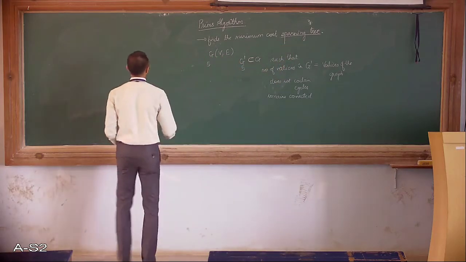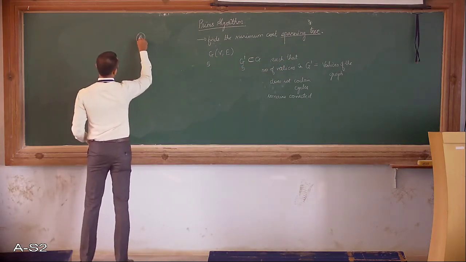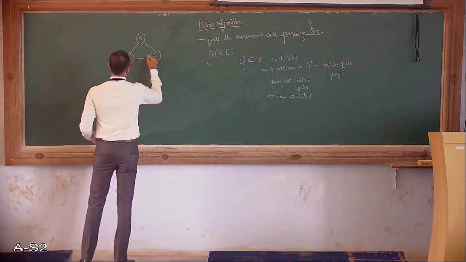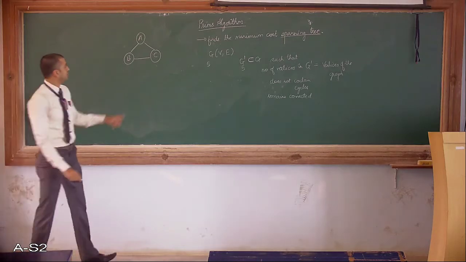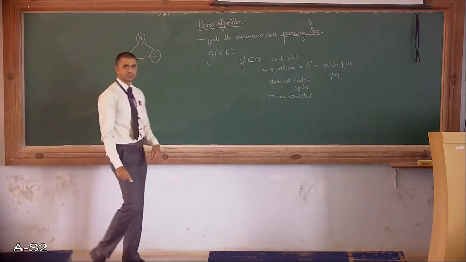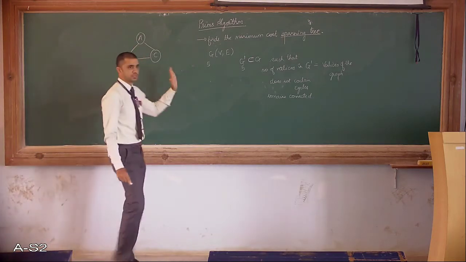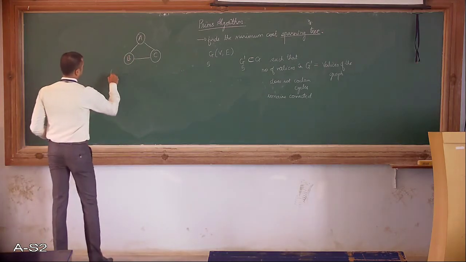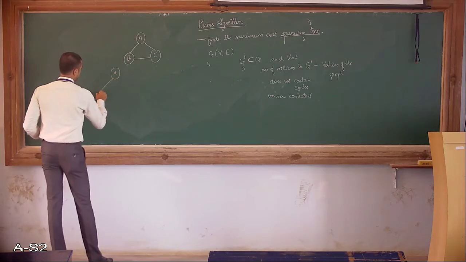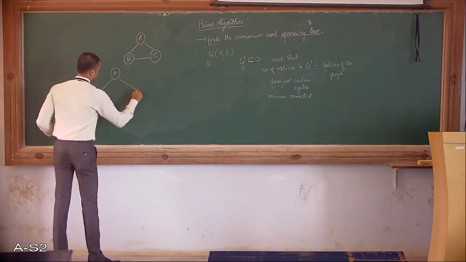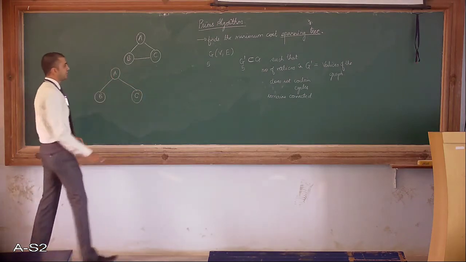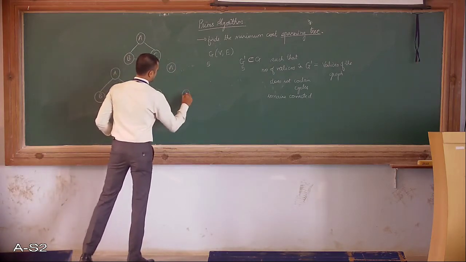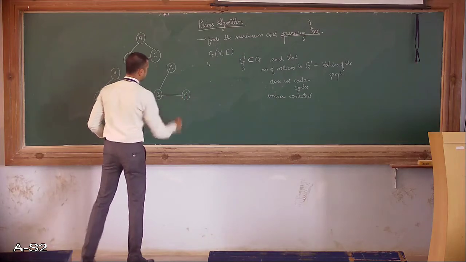Let's take an example. I'll take a graph which contains 3 vertices and 3 edges. Now I need to construct all the possible spanning trees out of this connected graph. So this is one spanning tree. This is one spanning tree. This is one spanning tree.